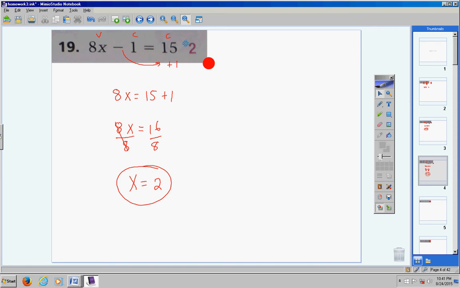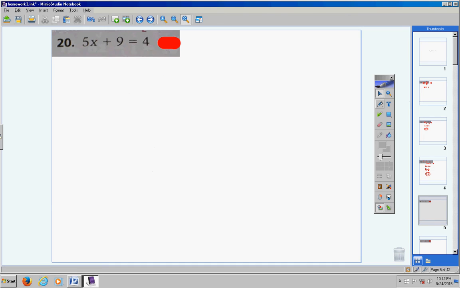Moving on to number 20. Same type of problem again. Step 1, simplify both sides. There's no simplifying I can do on this side or this side. Step 2, eliminate fractions or decimals. There are none. And there's no simplifying I can do. So here's a variable term, constant term. Let's get all the constant terms on one side. Bring the 9 over and make it a -9.